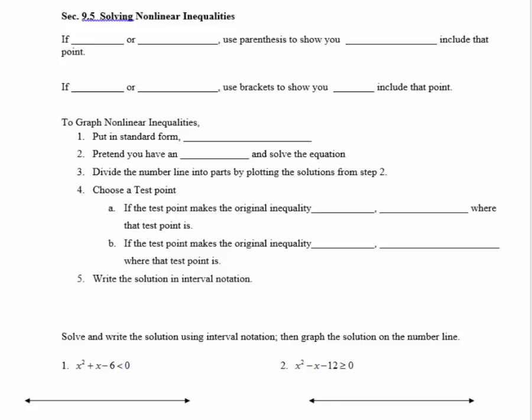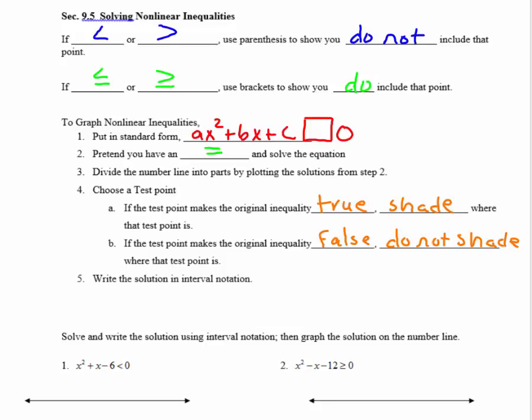Section 9.5, Solving Nonlinear Inequalities. So we're not going to have equal signs anymore. We're going to have inequality symbols like less than, greater than, and so forth. So if you have a less than symbol or greater than symbol, you're going to use parentheses to show that you do not include that point.